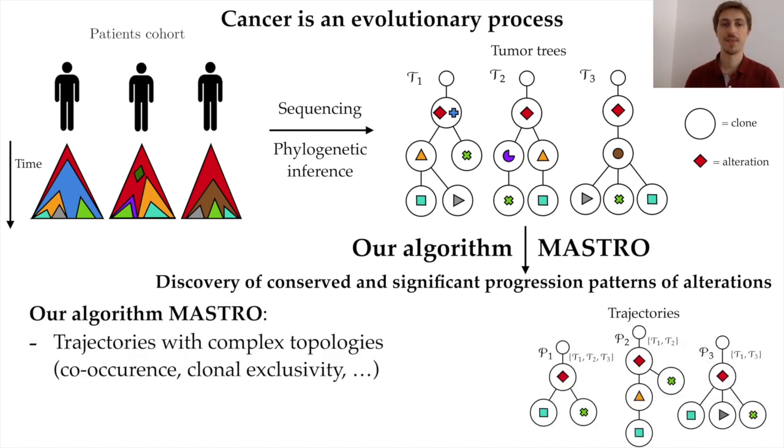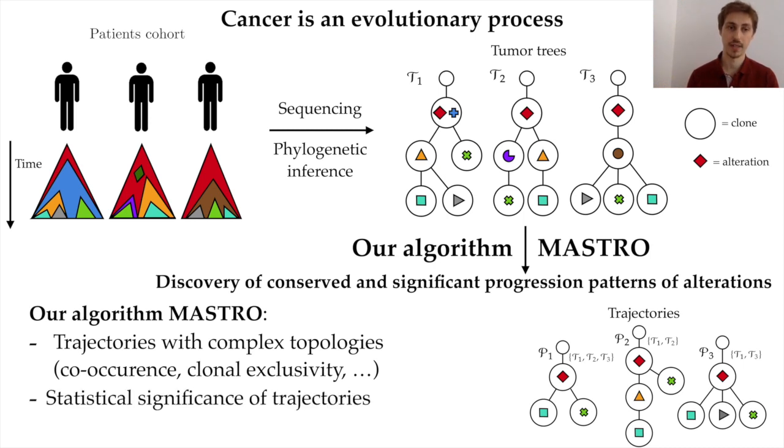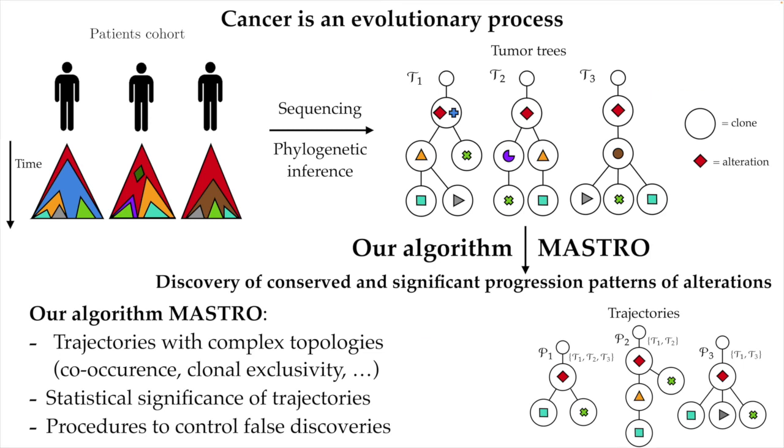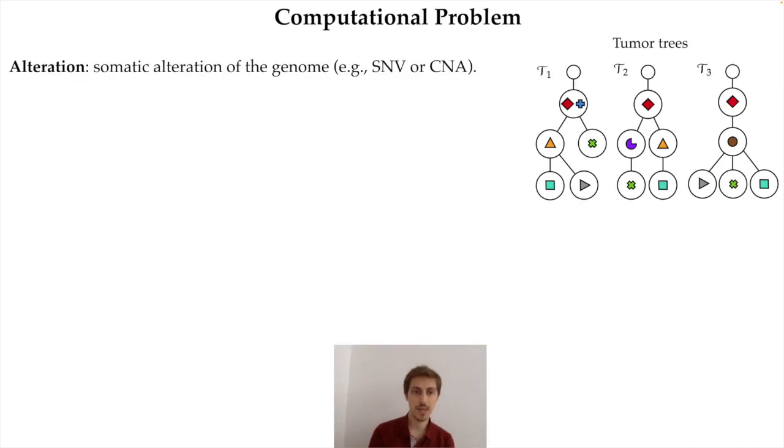Our algorithm can find trajectories with complex topologies that directly encode co-occurring and clonally exclusive interactions of alterations. It is based on new statistical tests to assess the significance of the order of alterations within trajectories, and on powerful procedures to control false discoveries, providing rigorous guarantees to its output. Okay, so let me describe a bit more formally the computational problem that we want to solve.